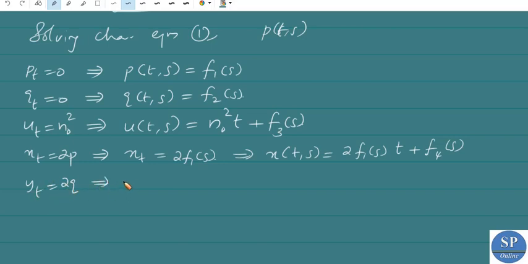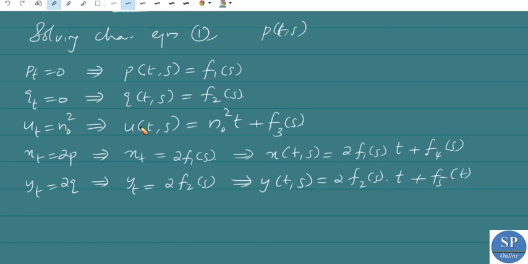Clear? Now in a similar way we can solve this also. y_t equal to q implies y_t is equal to 2 into q, that is f2 of s, which is also a constant, so y_t is a constant. So from this, on integration we have y of t, s is equal to 2 into f2 of s, which is a constant, into the variable t plus a constant of integration which is f5 of s.